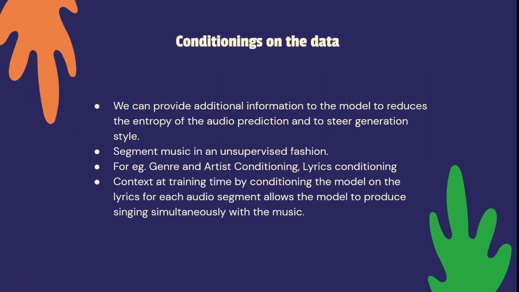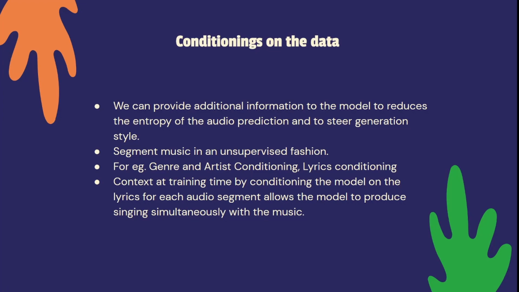Now moving on to the conditionings implemented on the data. Now we can provide additional information to the model. Now this has 2 advantages. First, it reduces the entropy of the audio prediction, so the model is able to achieve better quality in any particular style. And second, at generation time, we are able to steer the model to generate in a style of our choosing. This way, the model can segment music in genres in an unsupervised fashion.